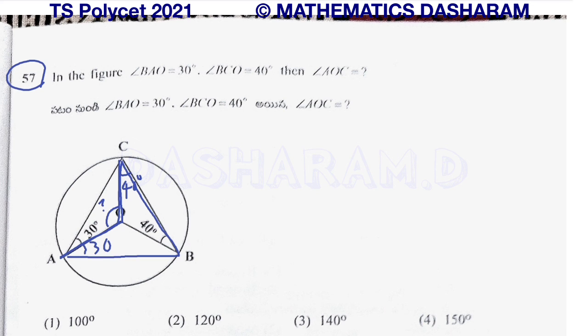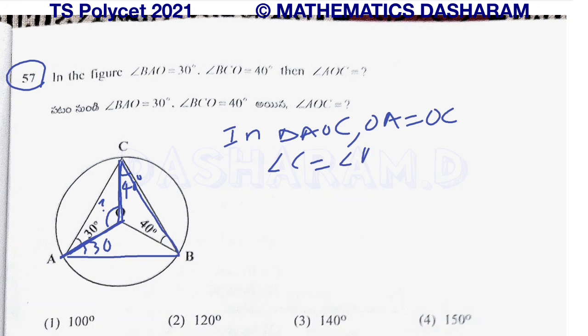In triangle AOC, OA equals OC because both are radii of a circle. So we know the radius of a circle is equal. So OA is a radius, OC is a radius. So in a triangle, if two sides are equal, then their opposite angles are equal. So OA's opposite angle is angle C, OC's opposite angle is angle A. But angle A is given as 30. So angle C value is also 30 degrees.